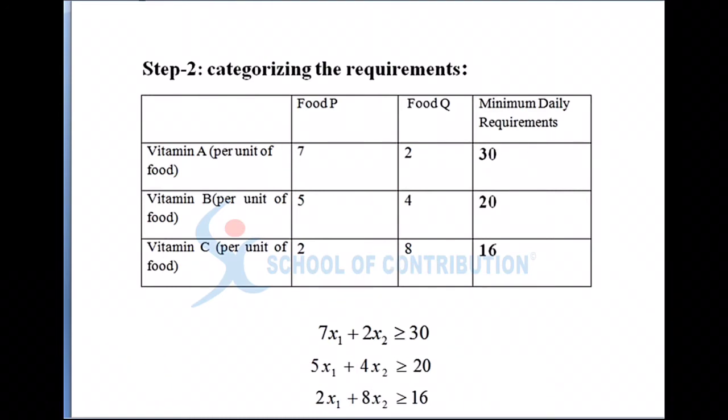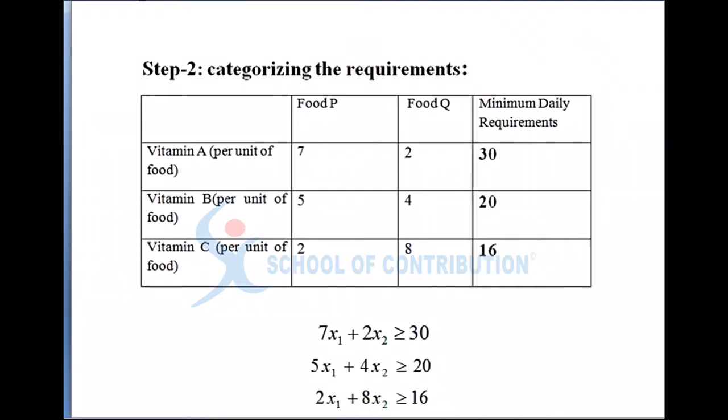এখানে আমরা একটা জিনিস খেয়াল করব, সেটা হচ্ছে আমাদের এখানে কনস্ট্যান্টে আমাদের সাইন হচ্ছে গ্রেটার দ্যান অর ইকুয়াল. দ্য রিজন ইজ দ্যাট দিস ইজ দ্য মিনিমাম ডেইলি রিকোয়ারমেন্টস. So in a day we need at least 30 units of vitamin A, 20 units of vitamin B, and 16 units of vitamin C. That's why at least means greater than or equal. So this combination should be no less than 30 units, this no less than 20 units, and this no less than 16 units.